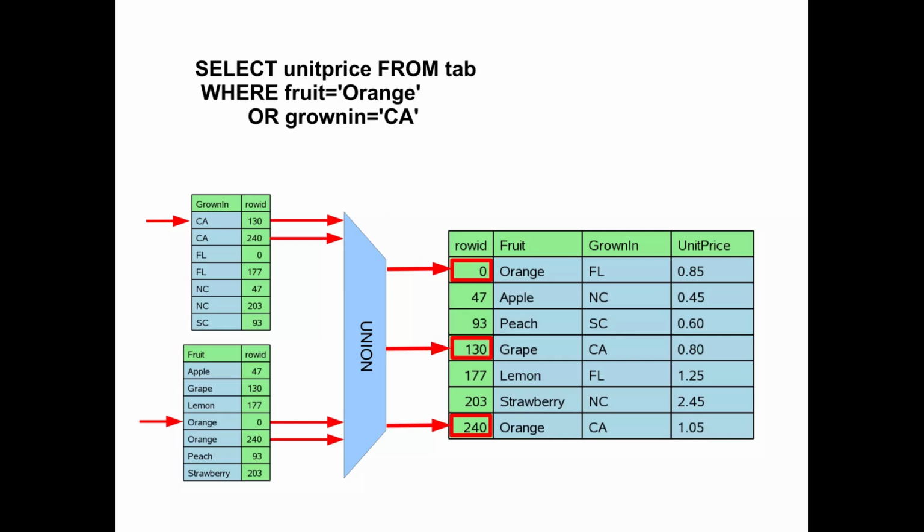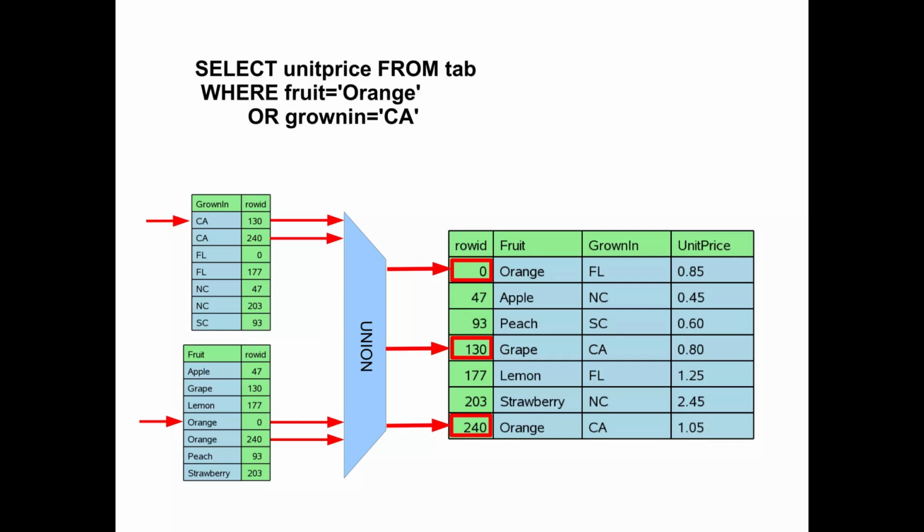The way this normally works when you have an OR is that you've got a separate index on the fruit and a separate index on the state. And so we can look up all of the entries that are grown in California using the index up on top there, and we get their row IDs. And then we look up all the things that are oranges and get their row IDs on the bottom. So we've got two sets of row IDs, and then we have to take a union of those two sets, and the end result is three different row IDs, and then we can use those row IDs to go look up what we want in the table.